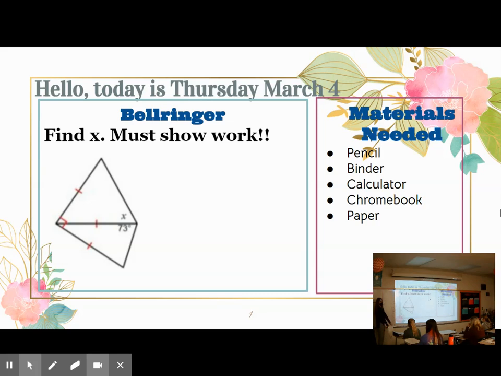Awesome. Natalie Bowling, tell us, do you agree or disagree? Yeah, very good. And also I like how you labeled the angles as 73 and 39, so that way people could see exactly which angles you're talking about. Perfect. What questions do you have on the bell ringer?